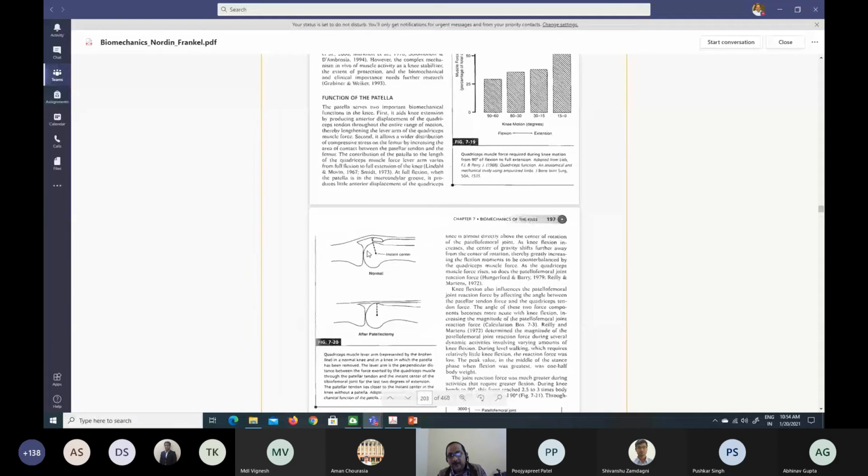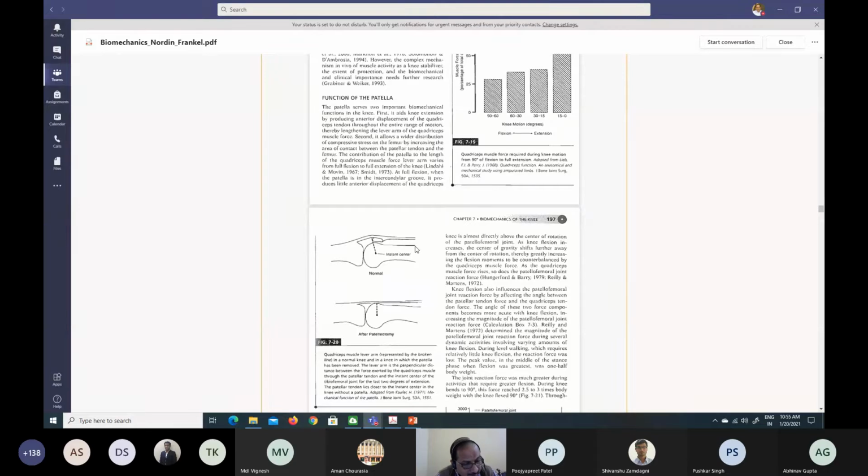So if you look here very clearly, as you go from flexion to extension, when you straighten up your knee, the patella actually displaces anteriorly, thereby increasing the moment arm of the quadriceps tendon and the ligament. So this results in more reactive movements as well for the knee joint.